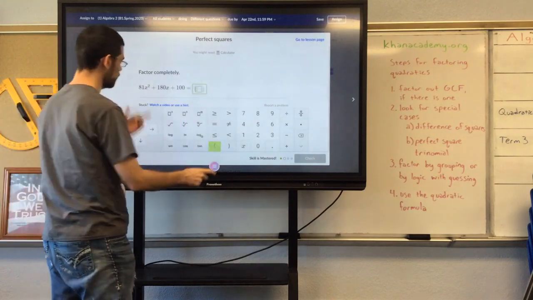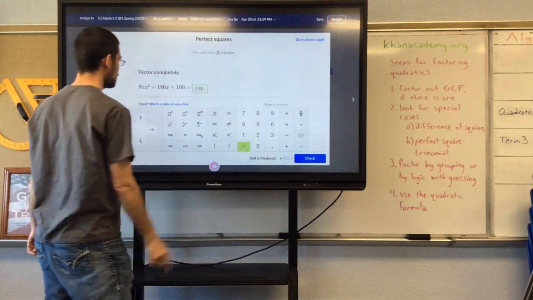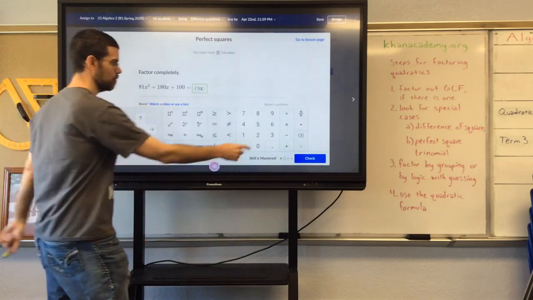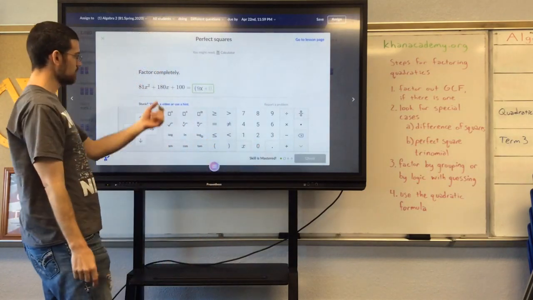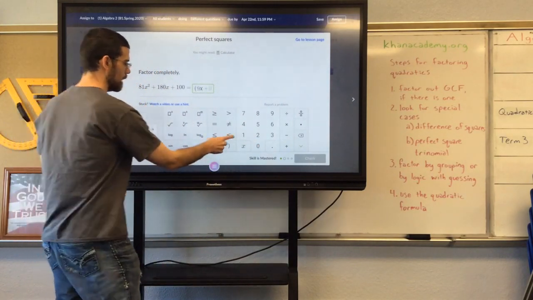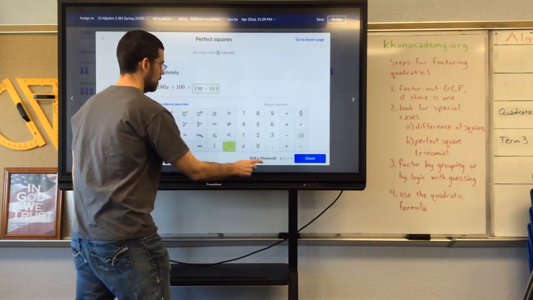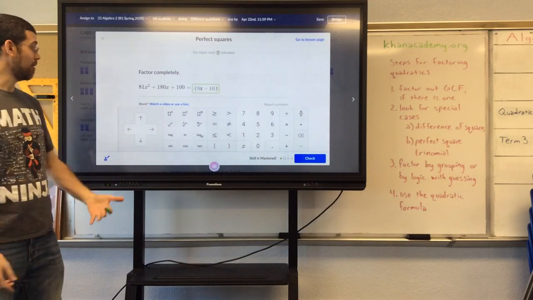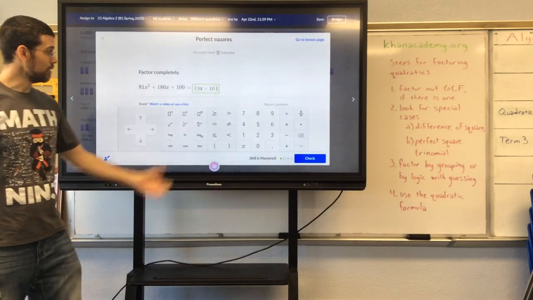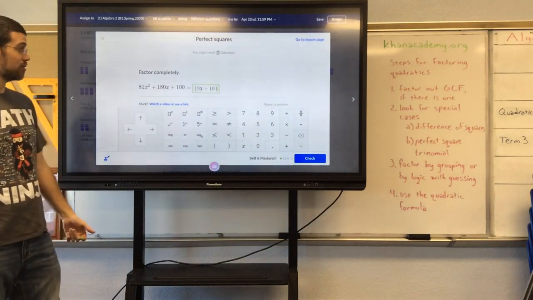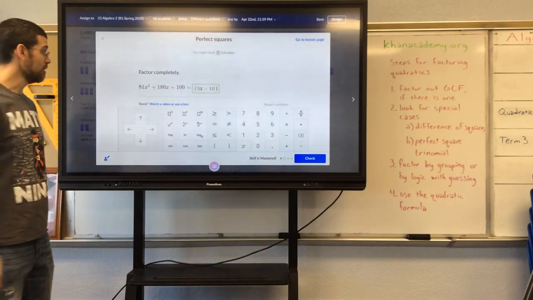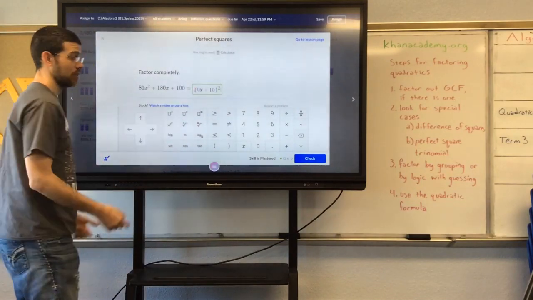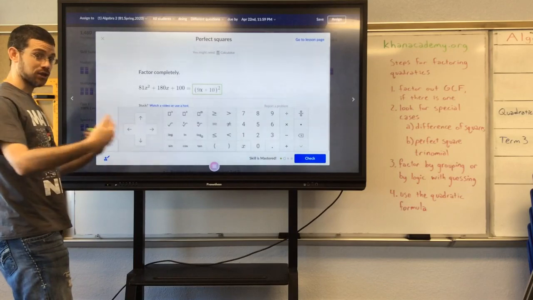We do the square root of the first term, 9x. The sign of the middle term is positive in this case, and the square root of the last term. And I about pushed check, but remember, if I'm factoring completely, so far I only have one of the factors. The other one is the same thing, so I'm going to square this. Then I have that factor times itself.